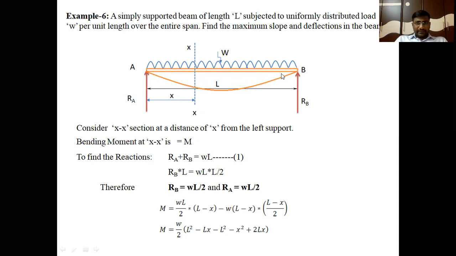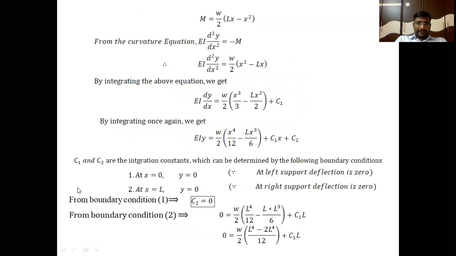At x is equal to L, also deflection 0. The beam is not deflecting anymore at the supports after application of load. So we can write the boundary conditions for this. We can say that at x is equal to 0, at left support deflection 0, and also at x is equal to L, that is the right support, also the deflection of the beam is 0, because the supports are there at the left and right hand side. These are the two boundary conditions. We can use these boundary conditions to calculate the constants of integrations C1 and C2, isn't it?